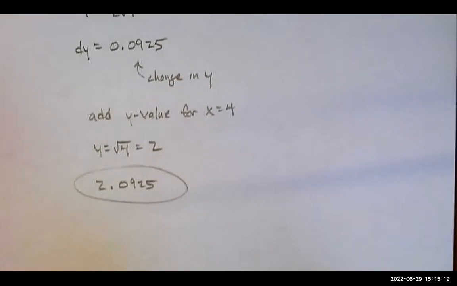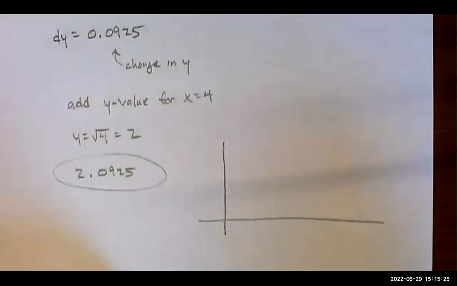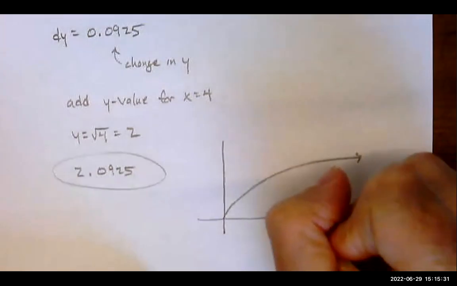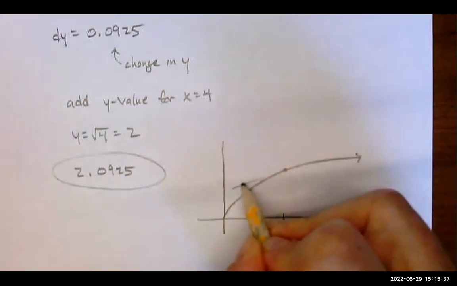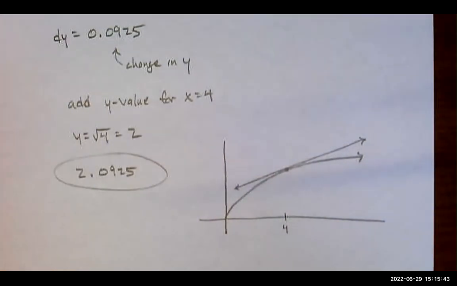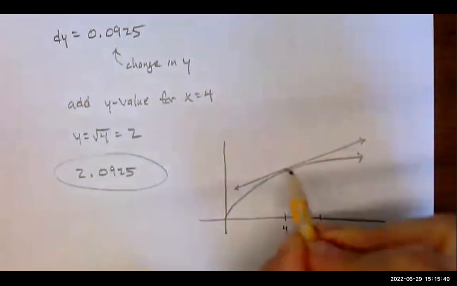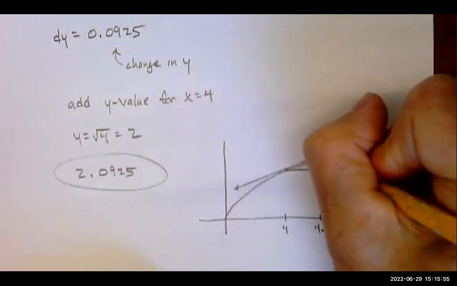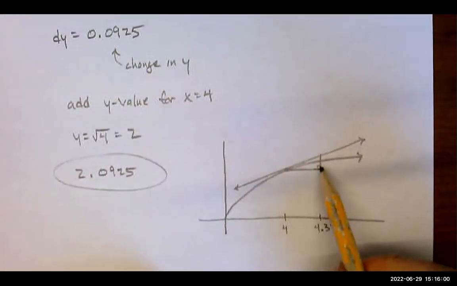How did this work? What is happening here? This is crazy and amazing. A drawing. So square root of x, something like that. Let's say 4 is right here. There's a tangent line there. 4.37, let's say that's out here. Think of the triangle. The triangle is going to come out and line up with the 4.37. Then it's going to go up. There's our little triangle. The triangle goes up to the tangent line.